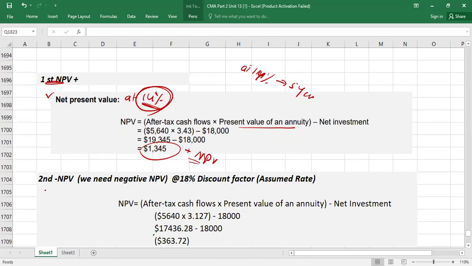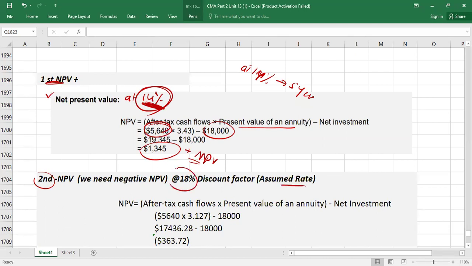Now what we will do, guys, we have to calculate second NPV. And to calculate second NPV, we will use the same cash flows. But only what we will do, we will change this cost of capital. In first NPV, we used the original cost of capital, right? In second NPV, we are going to use an assumed rate, which is 18%.